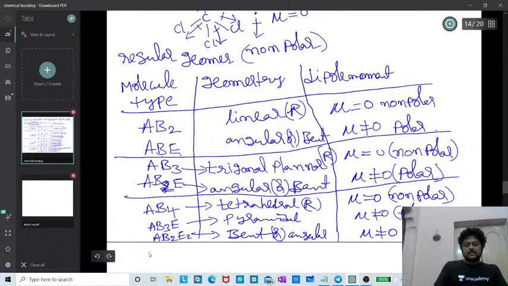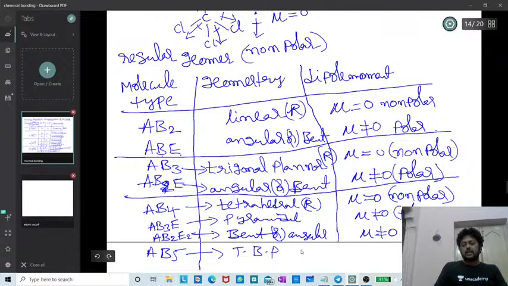Next, 5 bond pairs. That means AB5, 5 bond pairs, no lone pairs here. So that means TBP, trigonal bipyramidal. It is a regular geometry. In this case, dipole moment nu is equal to 0. Molecule is non-polar. Non-polar.